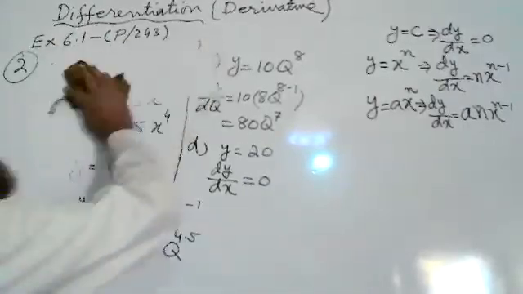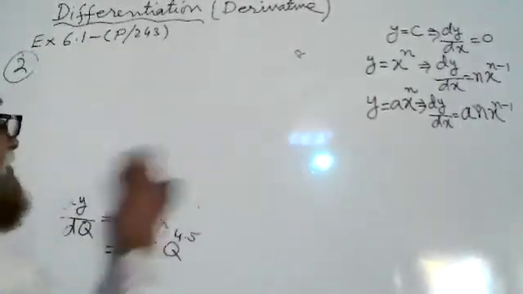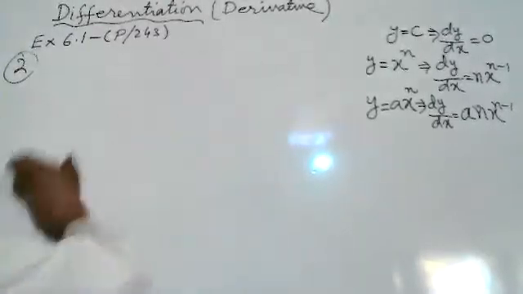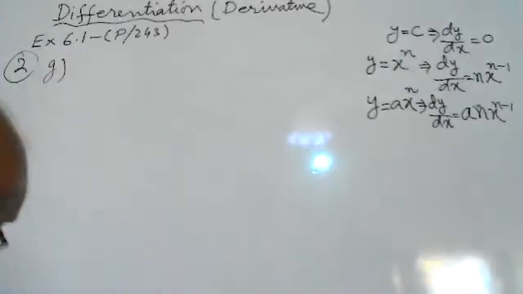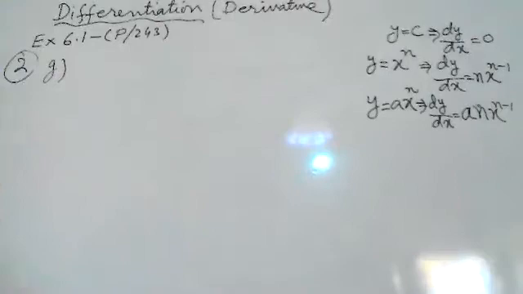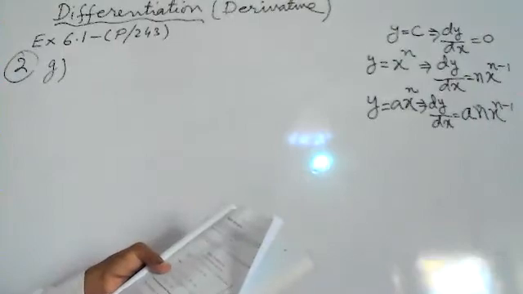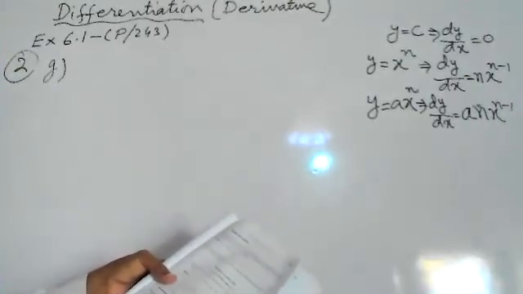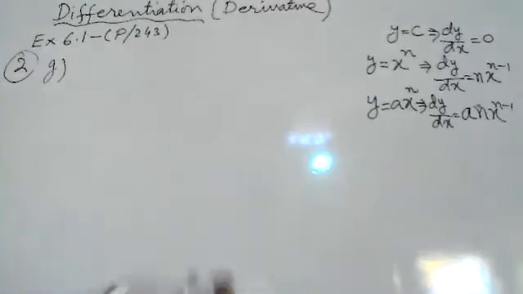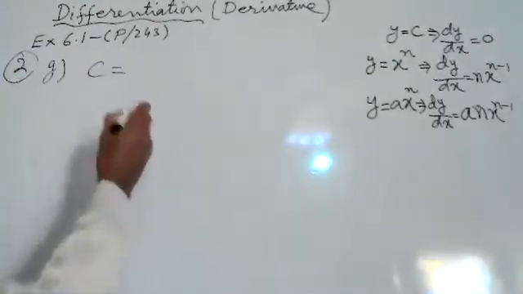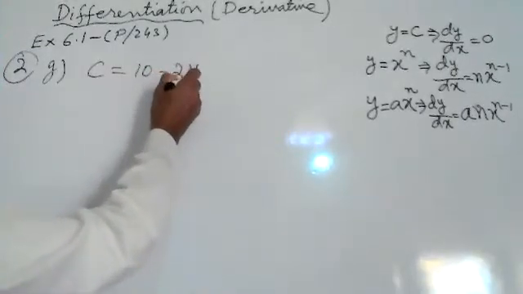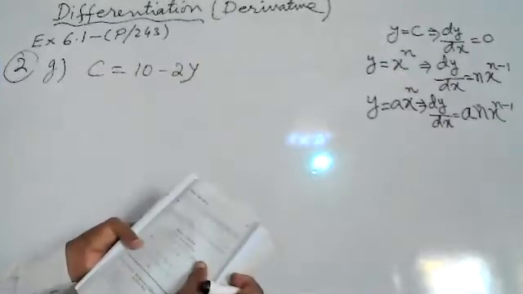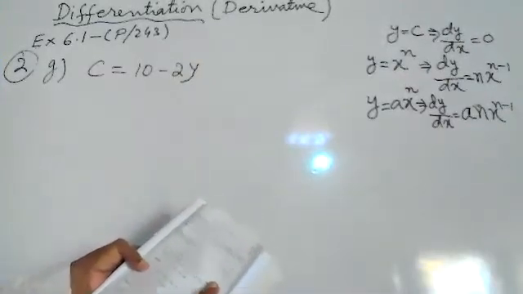We are doing the G part. C is equal to 10 minus 2 y raised to power minus 0.7.